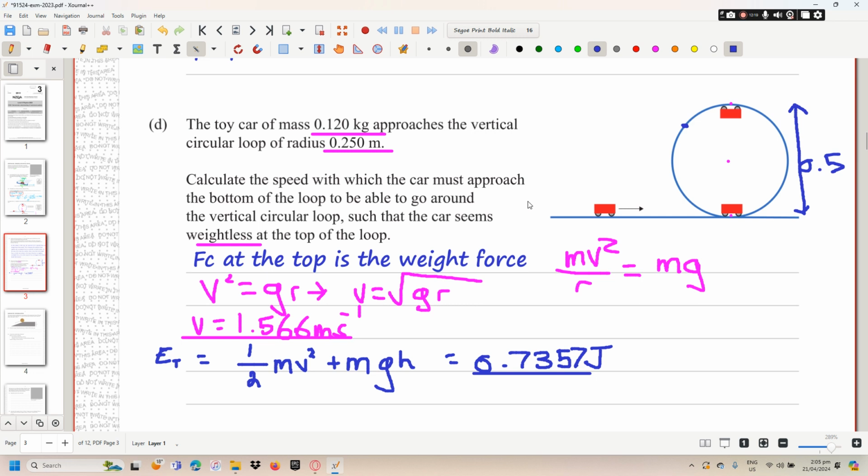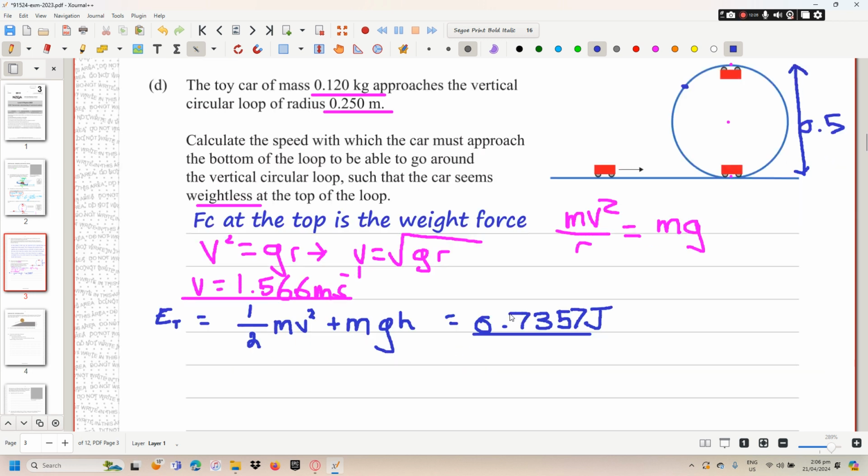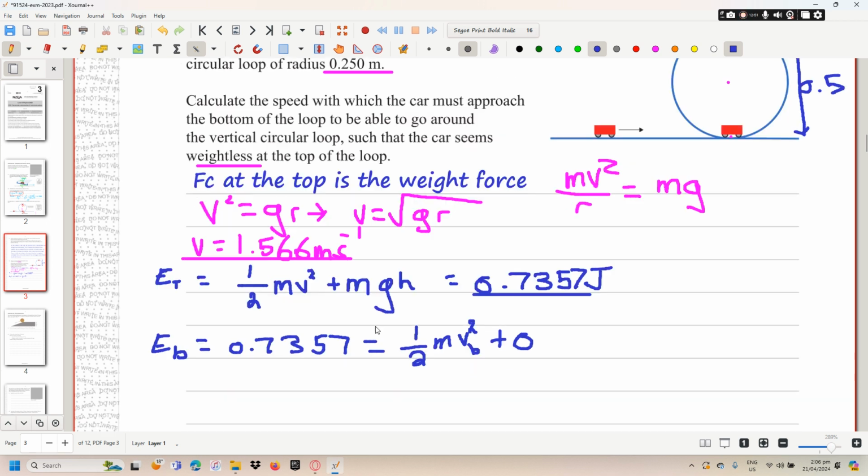Now that's very useful because now for any point on the circle, you can work out what the velocity is based on the sum of its energies. At the bottom, there is zero gravitational potential energy. Which means energy at the bottom still has to equal 0.7357. That's a fact. But it is equal to half times the mass times the velocity of the car at the bottom squared, plus 0, because there's no gravitational potential energy.